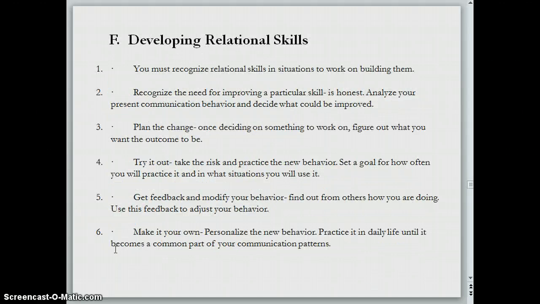Developing relational skills. You must recognize relational skills in situations to work on building them. Recognize the need for improving a particular skill. You need to be honest. Analyze your present communication behavior and decide what could be improved upon. Plan the change. Once deciding on something to work out, figure out what you want the outcome to be. Try it out, get feedback to modify your behavior, and make it your own.